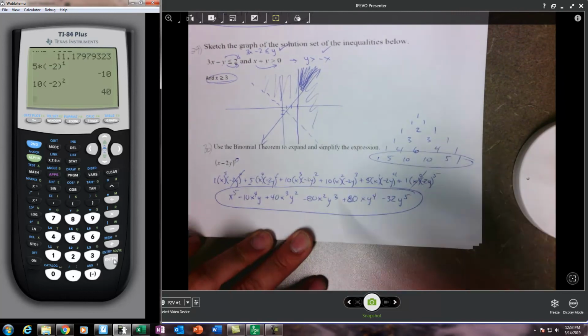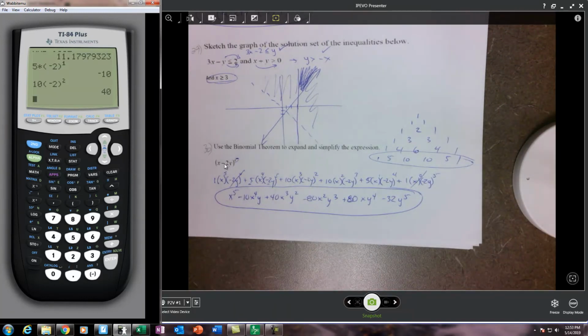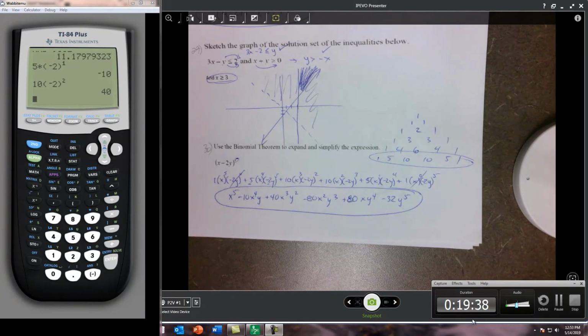And that is how we do the binomial expansion. The alternative is to write out x minus 2y 5 times and just FOIL one at a time until you're all the way done. Alright, that's it.